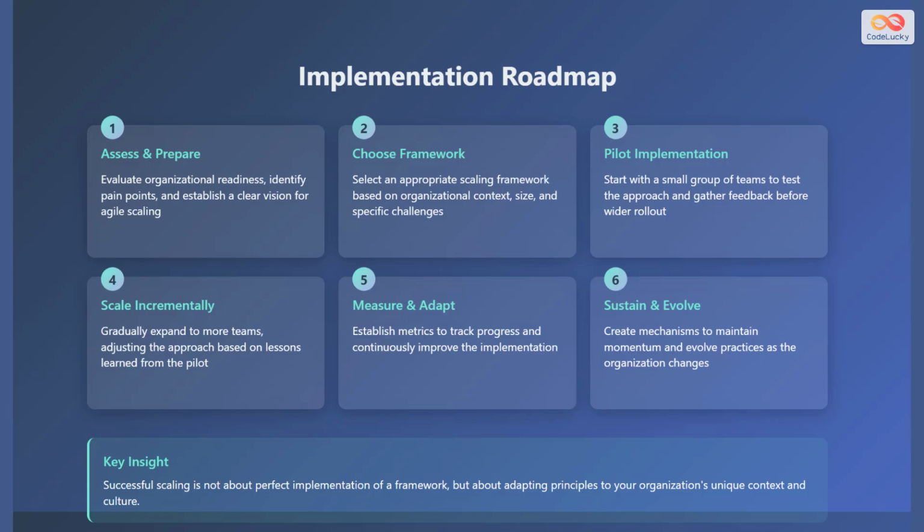Next, start with a small group of teams to test the approach and gather feedback before a wider rollout in a pilot implementation. Gradually expand to more teams, adjusting the approach based on lessons learned from the pilot to scale incrementally. Establish metrics to track progress and continuously improve the implementation by using measure and adapt. Finally, create mechanisms to maintain momentum and evolve practices as the organization changes to sustain and evolve.